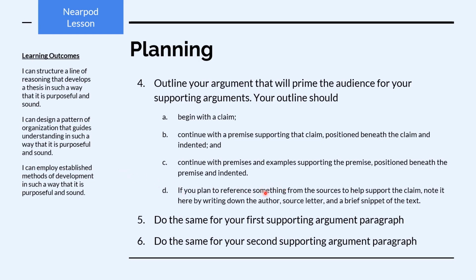So make sure that you note the author, source letter, and just a brief snippet of the ideas from the text. Everything else is the exact same as the Q3 drill. You're just adding in the sources that you're going to use to support your claim. If you plan to use any sources for counter arguments, hold on to those for now. And let's go ahead and do another 15 minutes since you're planning out all 3 of your body paragraphs.